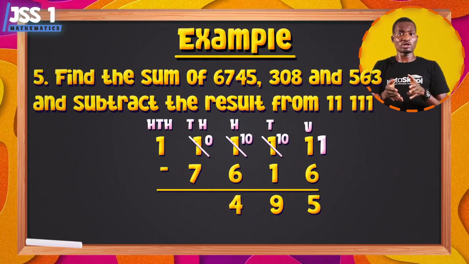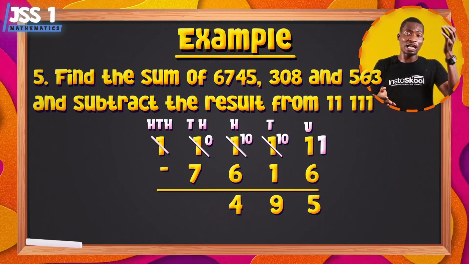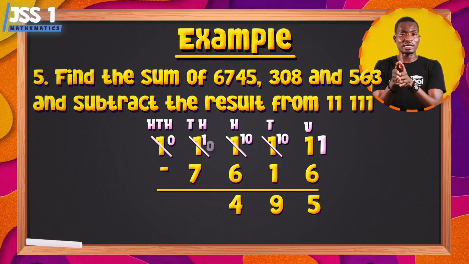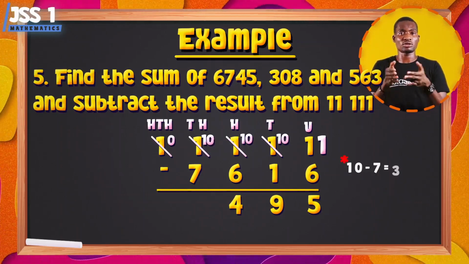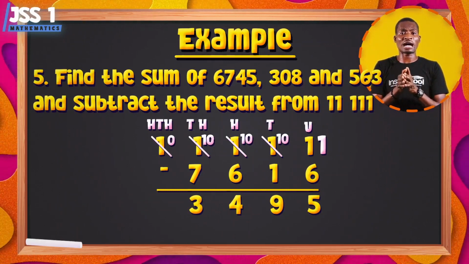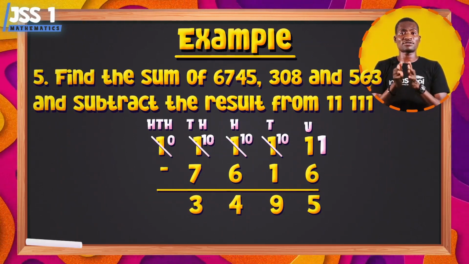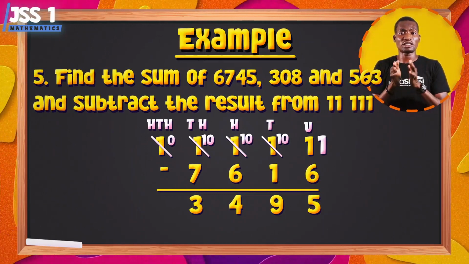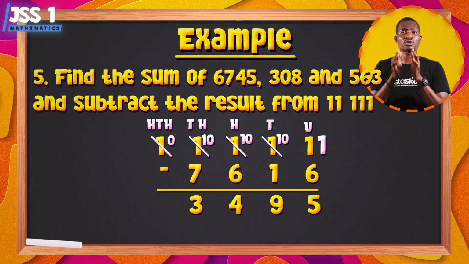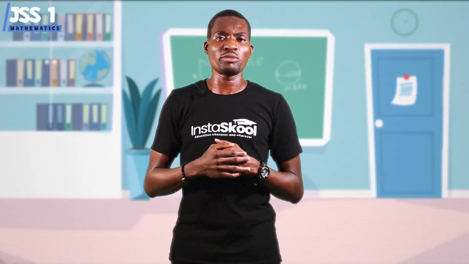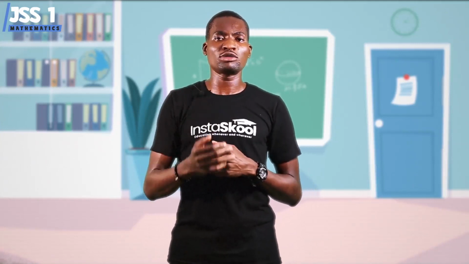Now 0 cannot minus 7. So what do we do? You borrow from the last one, and then you add it to the 0. So that gives you 10 again. Then 10 minus 7 gives you 3. So the summation of 6,745 and 308 and 563 subtracted from 11,111 finally gives you 3,495.